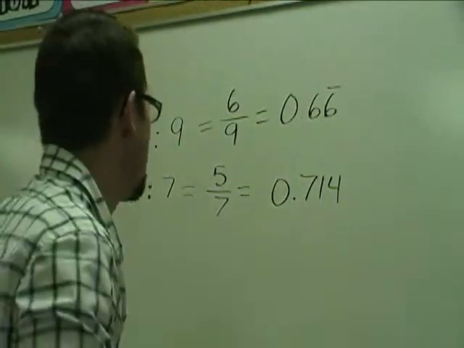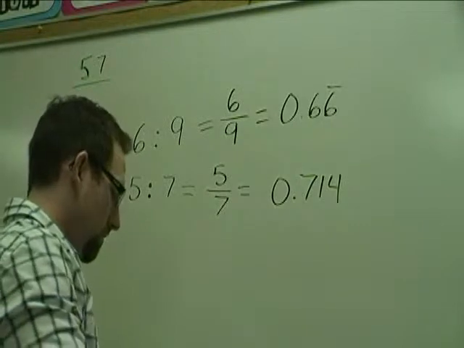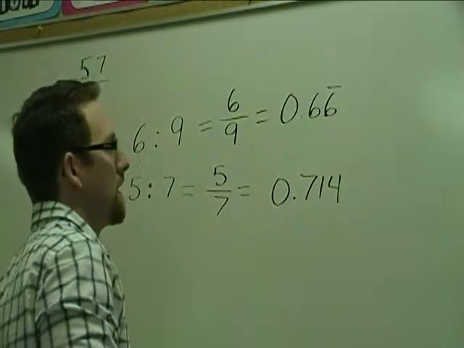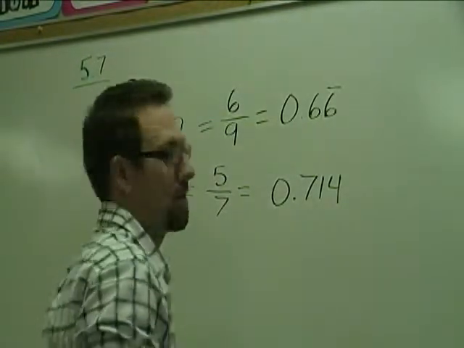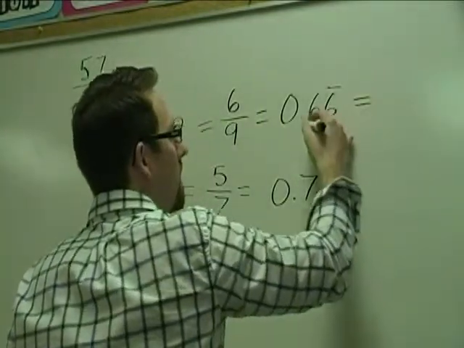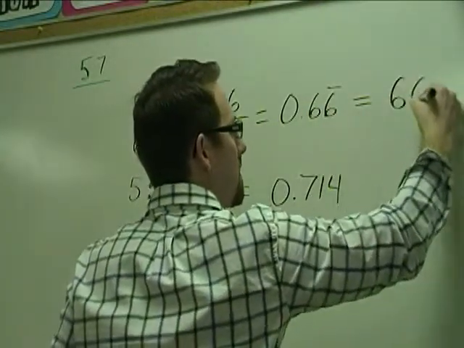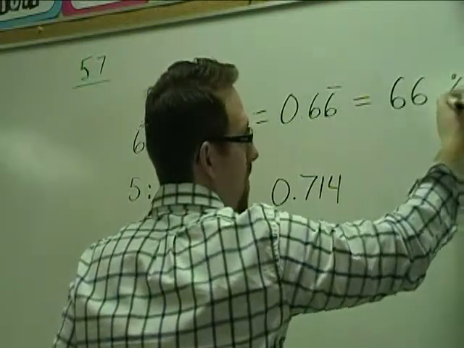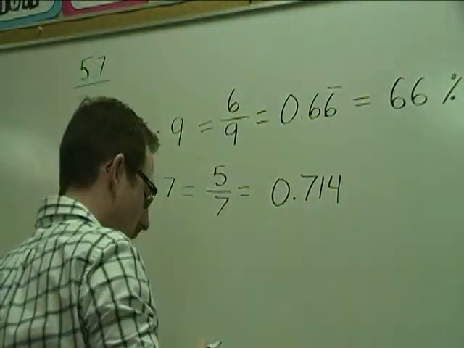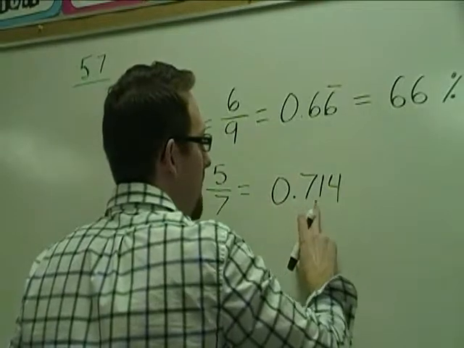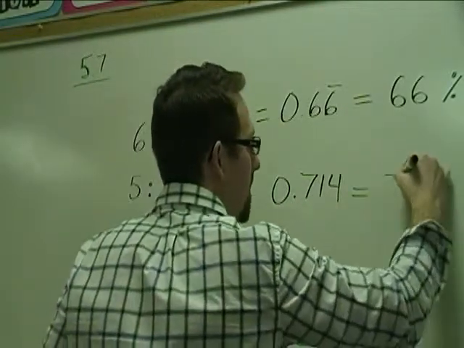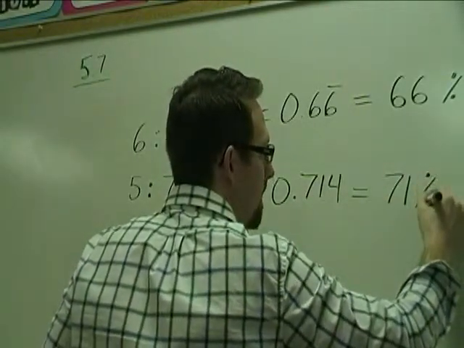If you wanted to take it a step further, okay, you could convert this into a percent. Percent's always out of 100. So I move my decimal place, tens, hundreds. That's going to be 66%. It's actually more than that because it's a repeating decimal, but that's fine. And here you'd move it over, tens, hundreds, get 71%.